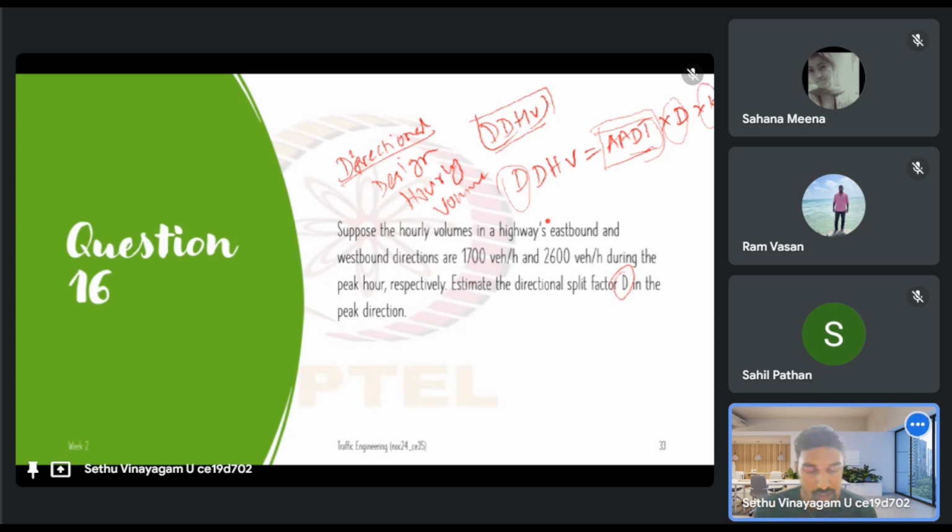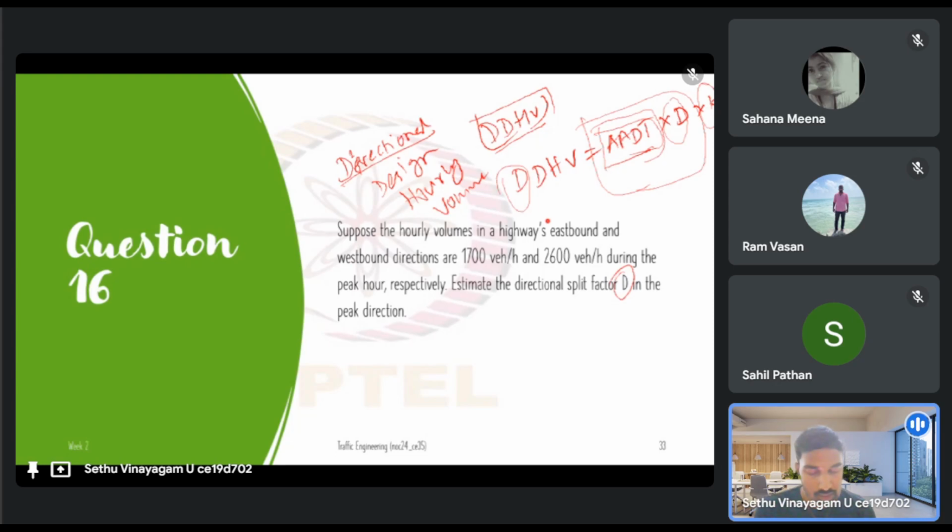And K is basically, even after we multiply with D, this is still the daily average for that particular direction, but we want it for a particular hour. That hour is the peak hour, and K is basically the proportion of the daily traffic that happens in the peak hour, right?